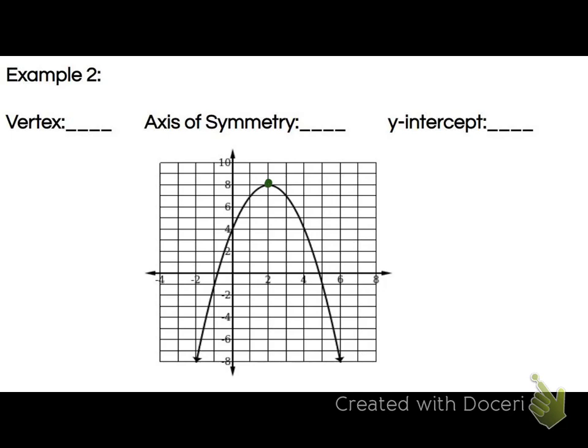Is it 2 and 8 versus switched? No, you're perfect. Your x value is 2. Your y value is 8. So the vertex of this parabola is 2, 8. That's your ordered pair.